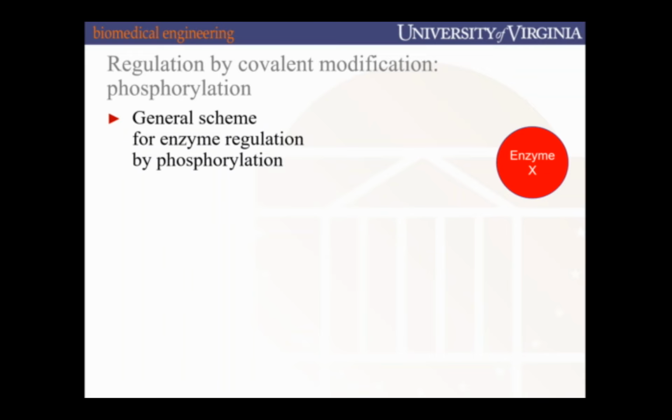The first one we'll talk about is protein phosphorylation. Here's a general scheme for how this can work. A regulatory protein kinase transfers a phosphate group onto an enzyme, and this causes some kind of allosteric change that activates enzyme activity. As a reminder, the amino acids that can get phosphorylated on mammalian proteins are serine, threonine, and tyrosine, all the amino acids that have OH hydroxyl groups on their side chain.